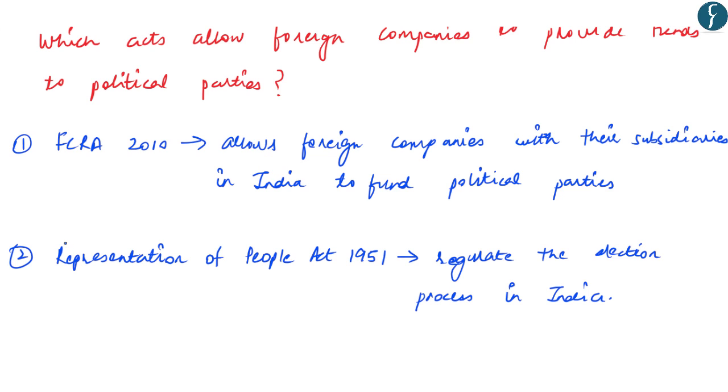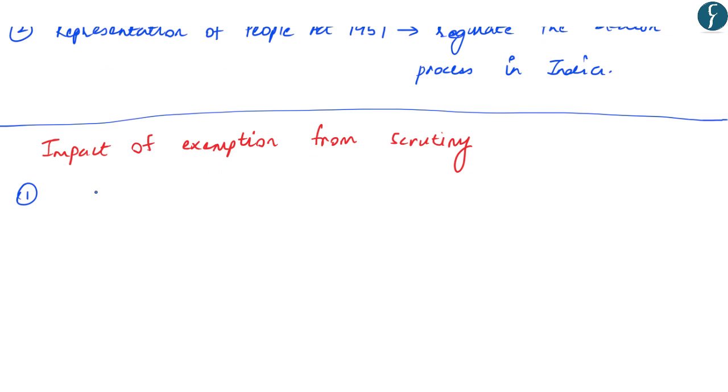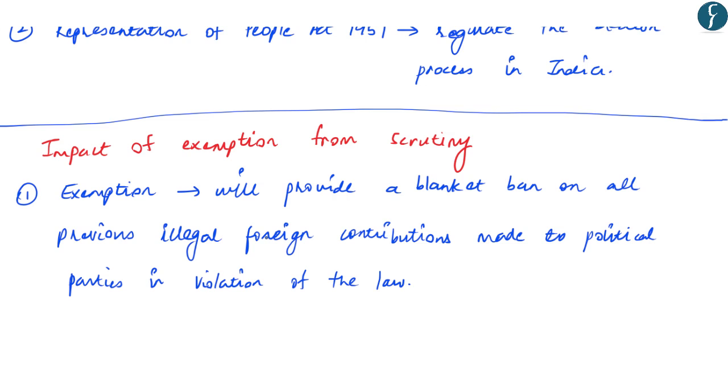Now we should also know what will be the impact of this decision. So basically this exemption will provide a blanket ban on all the previous illegal foreign contributions that were made to political parties in violation of the law. And thus it will have a negative impact on the transparency in political funding.